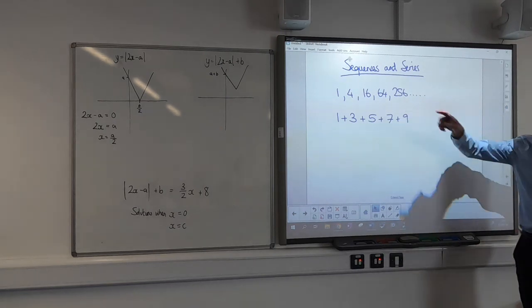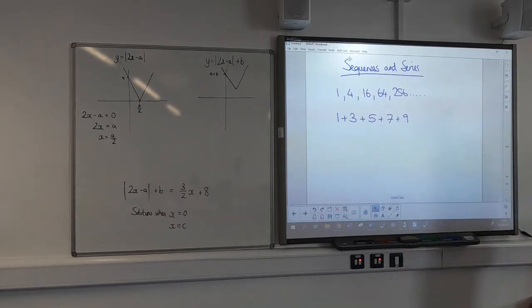This is a sequence, okay? It's a number sequence. We have met number sequences before. This is an example of a geometric sequence. We call those sequences where we multiply by the same thing each time. But we also have arithmetic sequences, which are sequences where the jump is the same each time, the common difference.